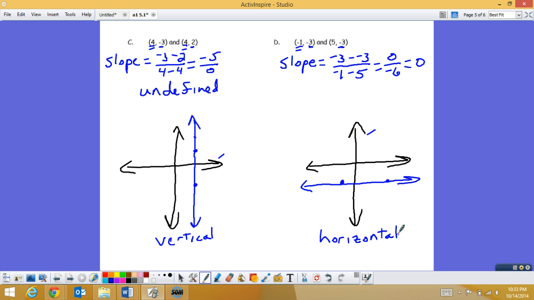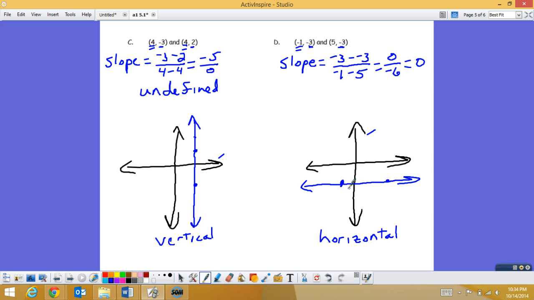So the slope of every horizontal line is in fact 0. Why? Because there's no change in y. The y is the same here as it is here, as it is here, and so on. Okay? So the slope of every vertical line is undefined, while the slope of a horizontal line is 0.